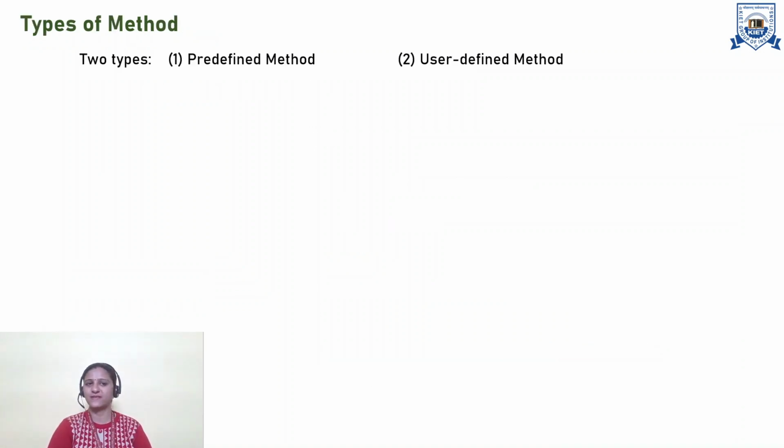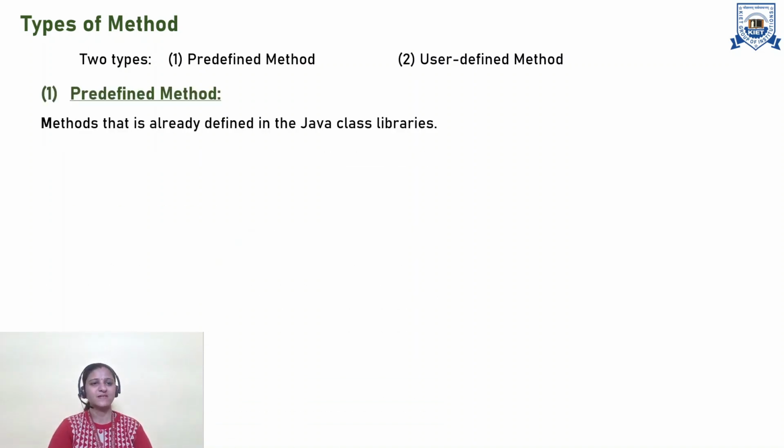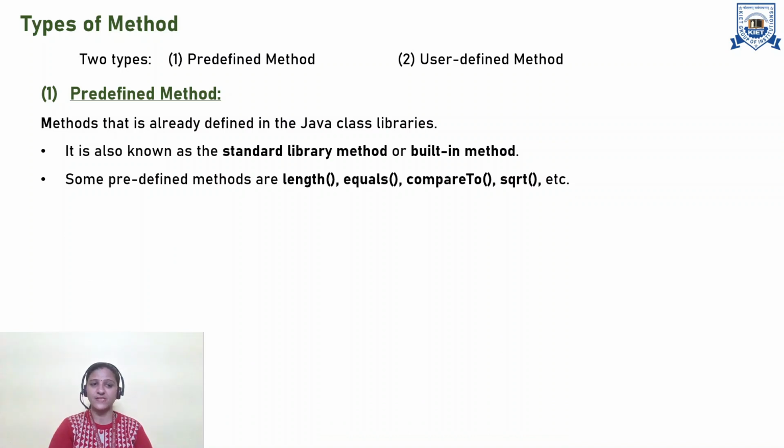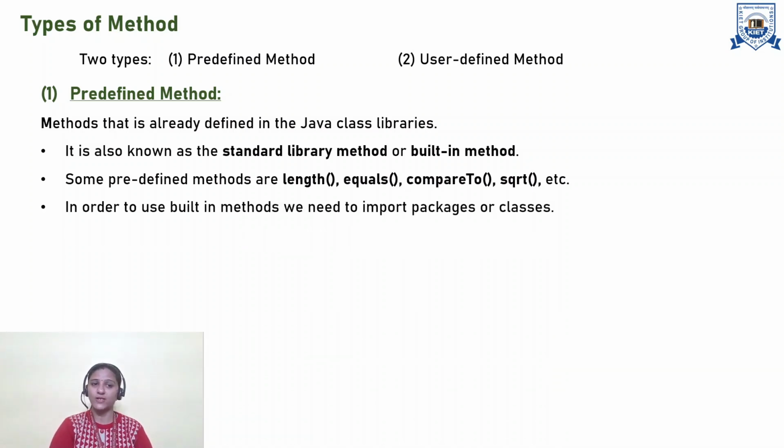Types of methods. Two types of methods are there: predefined and user defined. Predefined methods are those methods that are already defined in Java class libraries. They are also known as standard library methods or built-in methods. Some predefined methods available are length, equals, compareTo, square root denoted by sqrt, etc. A number of methods are there. In order to use built-in methods, we need to import such packages or classes where they belong.